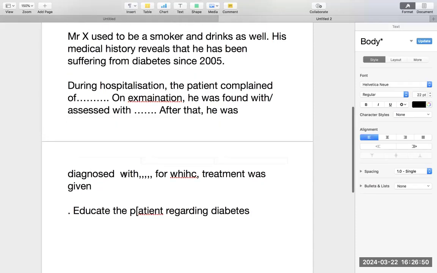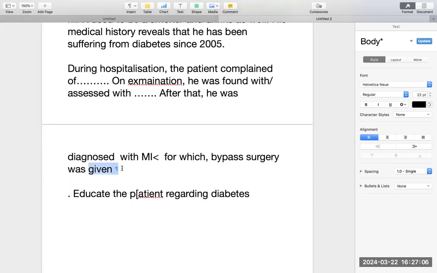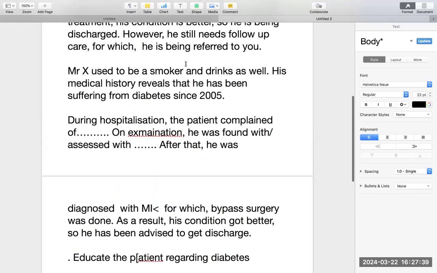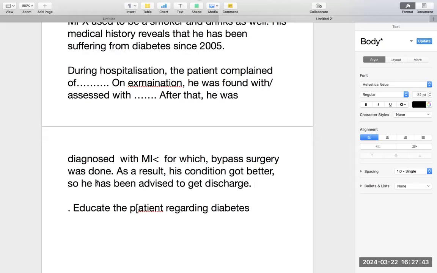Suppose he was a case of myocardial infarction. After that he was diagnosed with myocardial infarction, for which bypass surgery was done. I'm just taking an example. I'm not very pro at medicine, but yes, bypass surgery was done. Now, if you want to use something better, if there are other consequences, then as a result his condition got better. So he has been advised to get discharged tomorrow, or he is being discharged. Just change the tenses. He's being referred, so he has been advised to get discharged, or he is being discharged tomorrow or today, whatever. Again, don't make anything complicated. You don't want to get confused.